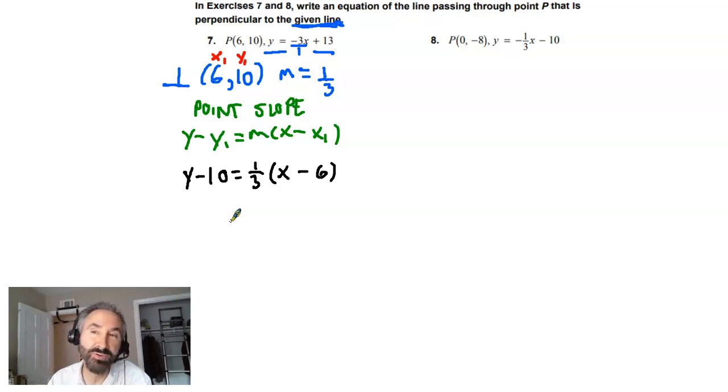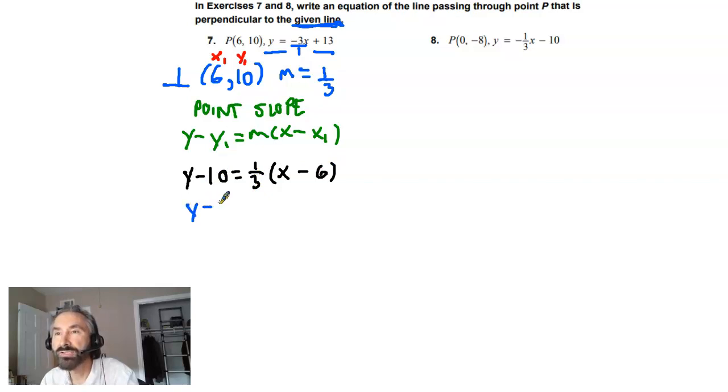And I have to admit to you, this is one of the trickier parts. Getting this far, you'll get most points. This is what you got to do. I'd love to see you be able to do the algebra and get this right. So the next step is we'll distribute the 1/3. So we get y minus 10 equals 1/3 x.